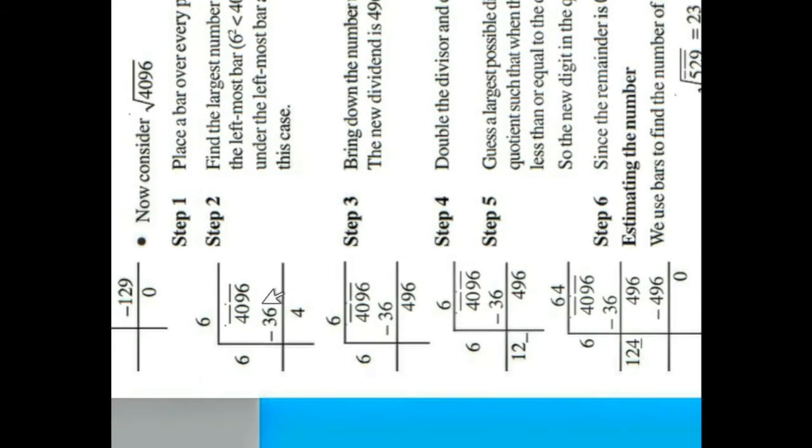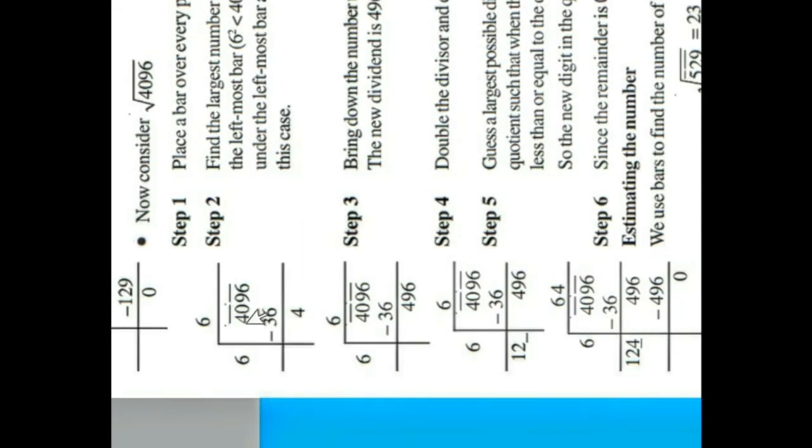Place a bar over every pair of digits starting from the ones digit. That is, one pair is 96 and the other pair is 40. Now you have to find the largest number whose square is less than or equal to the number under the leftmost bar. So here this is the leftmost bar. We have to find the nearest square number below 40, that is 36. So 6 sixes are 36, we will take that. The square number below 40.